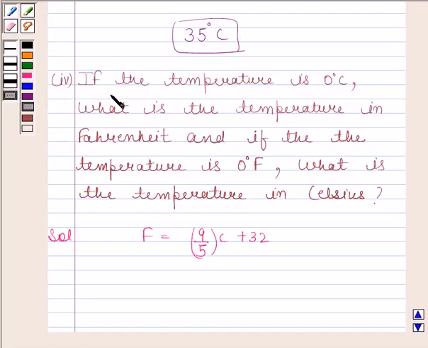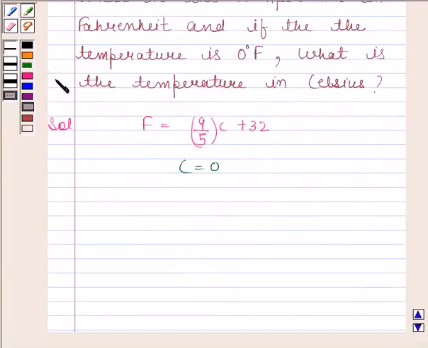In the first part, we have to find if the temperature is 0 degrees Celsius, what is the temperature in Fahrenheit? Now, C is equal to 0. Substitute the value of C in this equation. By substituting the value, we get F equals 9 by 5 into 0 plus 32. So, F is equal to 32. Therefore, when the temperature is 0 degrees Celsius, the temperature in Fahrenheit is 32 degrees Fahrenheit.